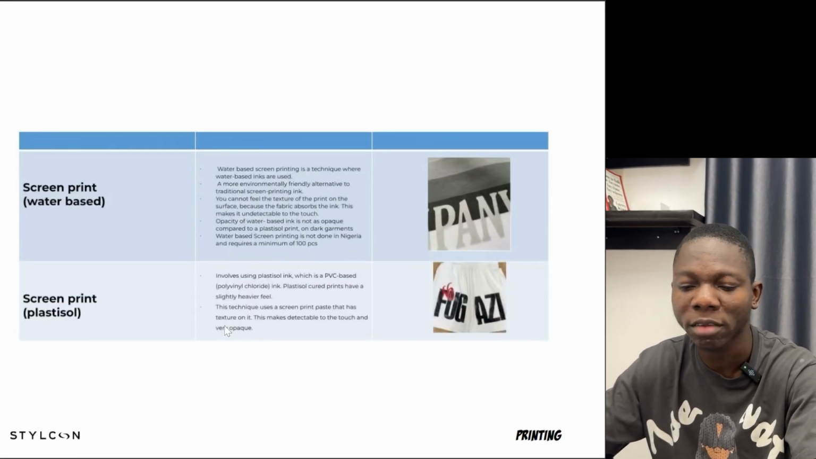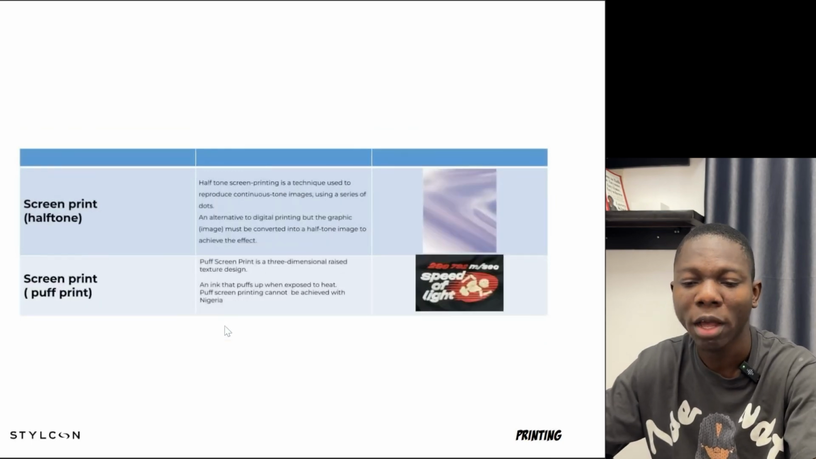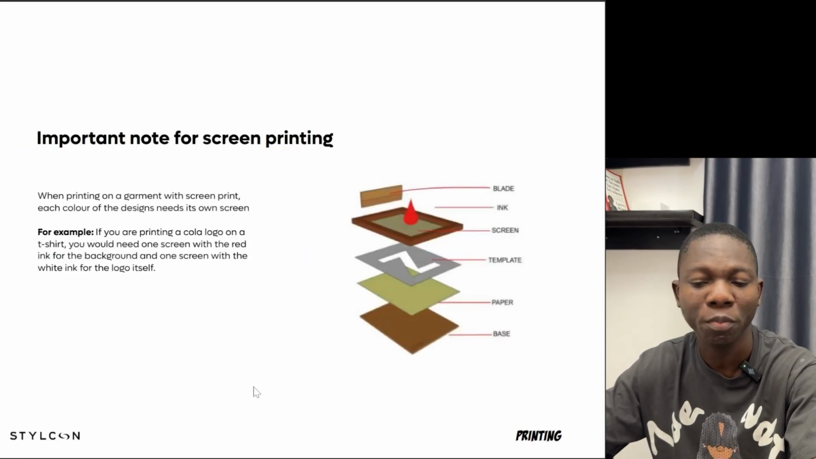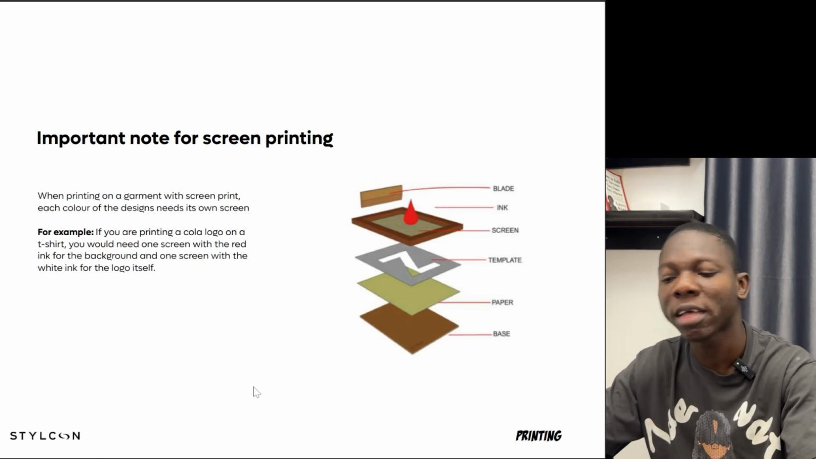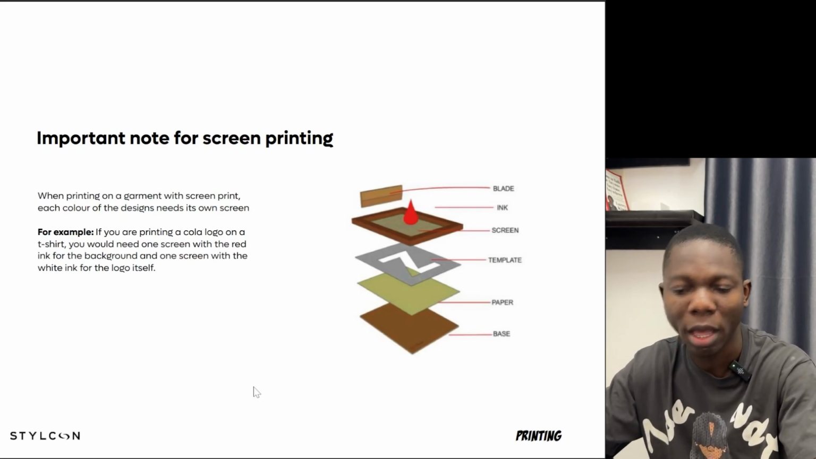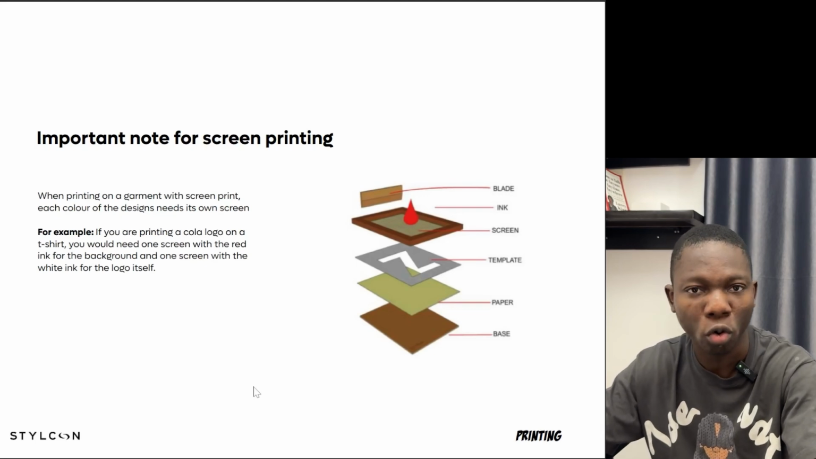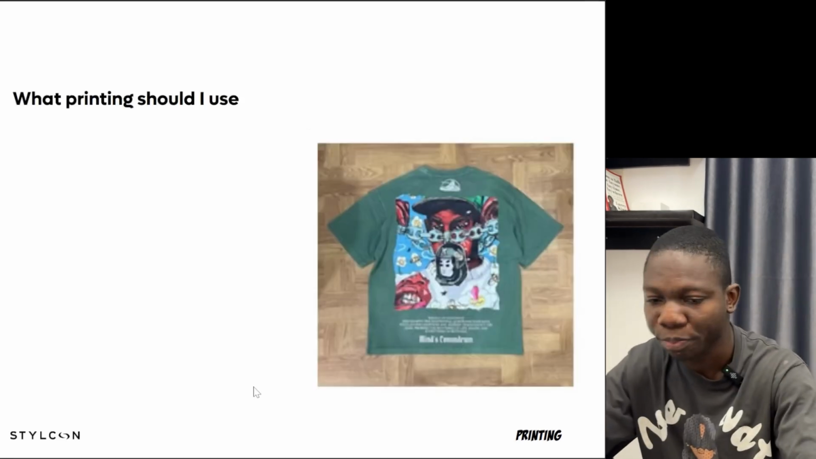We have screen-based printing, which is divided into water-based, plastisol, halftone, and puff printing. When printing on a garment with screen print, each color of the design needs its own screen. If you are printing a Coca-Cola logo and it requires you to print a red for the background and one for the logo itself, the process needs to go through two passes. It means the process needs to go twice, one with the red color and one with the white logo color.